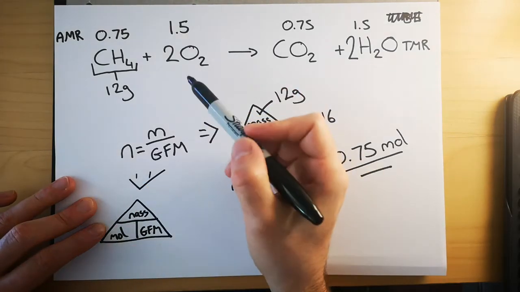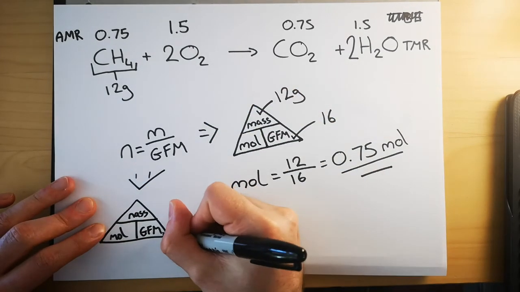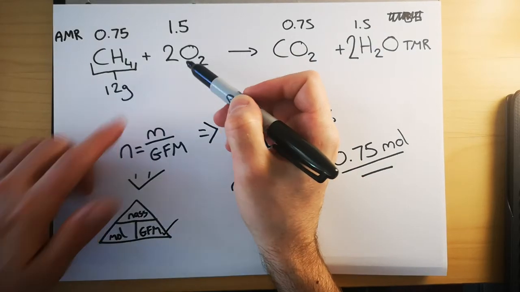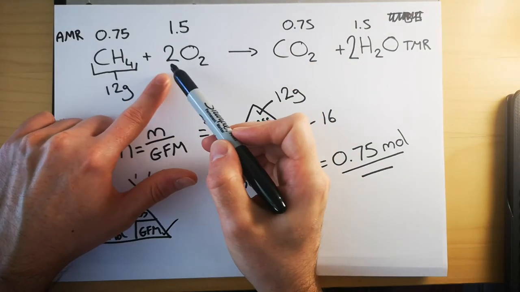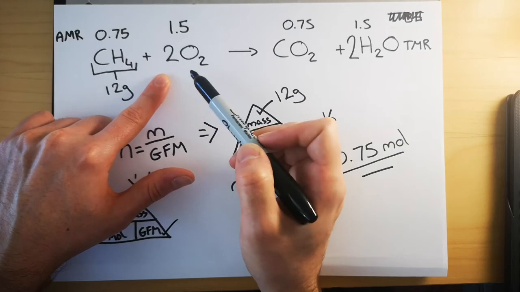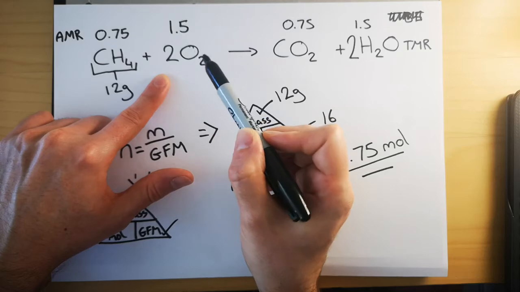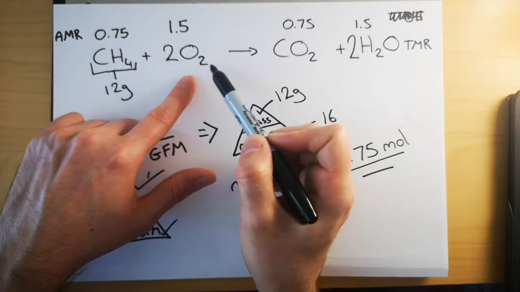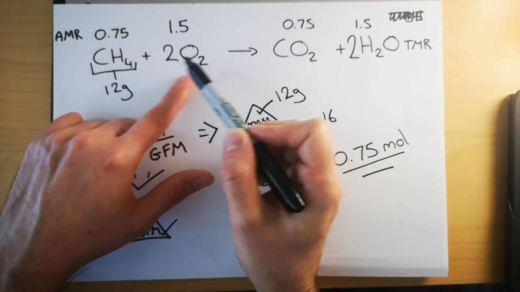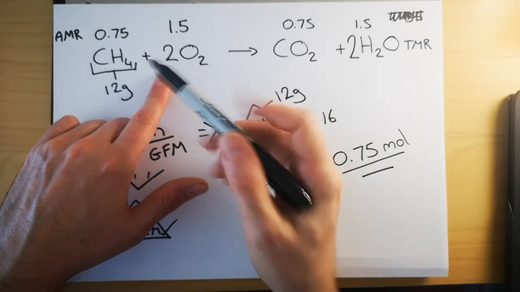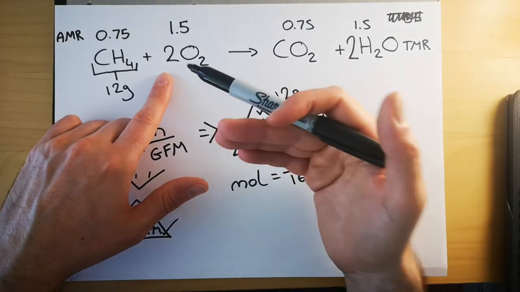Now, once again, I've got my GFM because I know what this is. Now, this is really important. That molar ratio does not affect the GFM. The GFM is simply calculated from the number of atoms that you've got in the molecule. The molar ratio is something that's laid on top of it later.